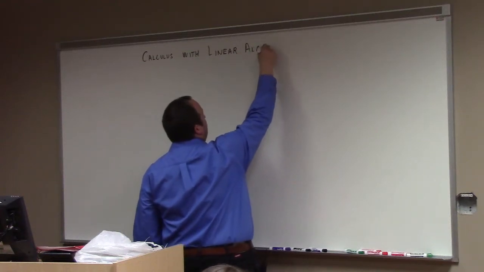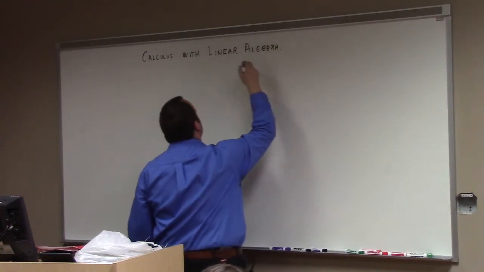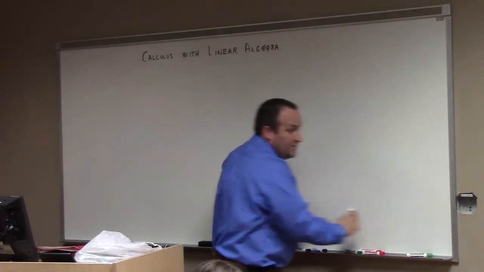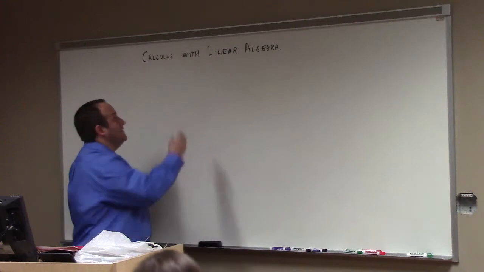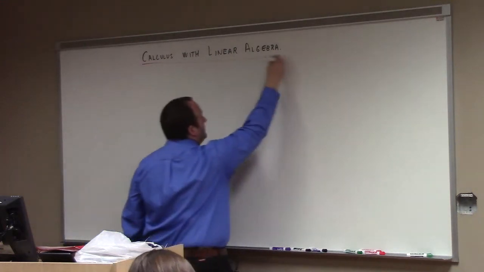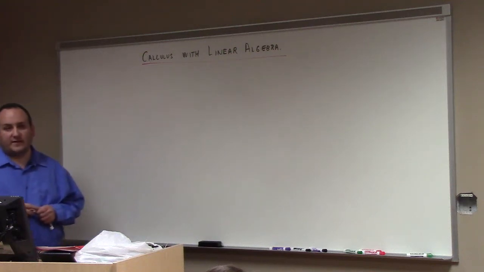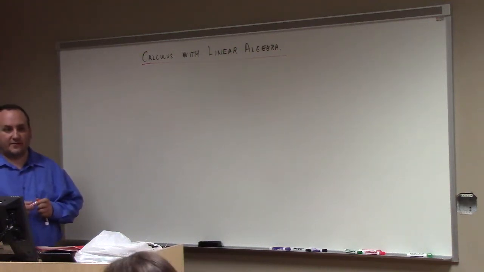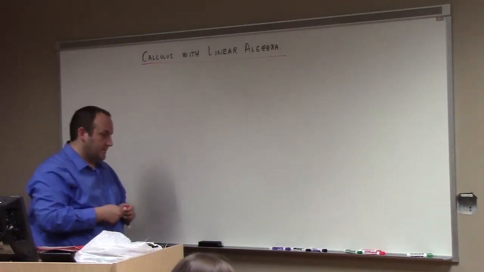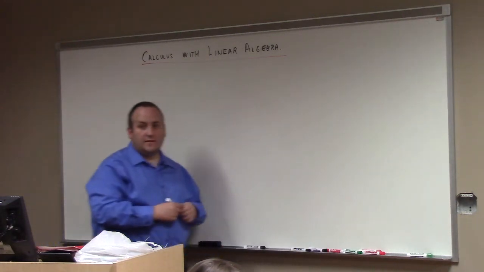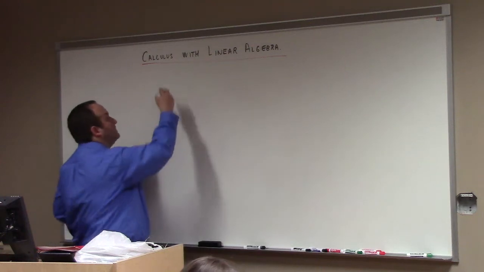All right, so we have done token examples that involve differentiation of polynomials and things like that, right? But I want to show you a non-trivial application of what we've done in terms of linear algebra to calculus, all right? So the basic theorem we need from calculus to get us started is the multivariate Taylor's theorem.